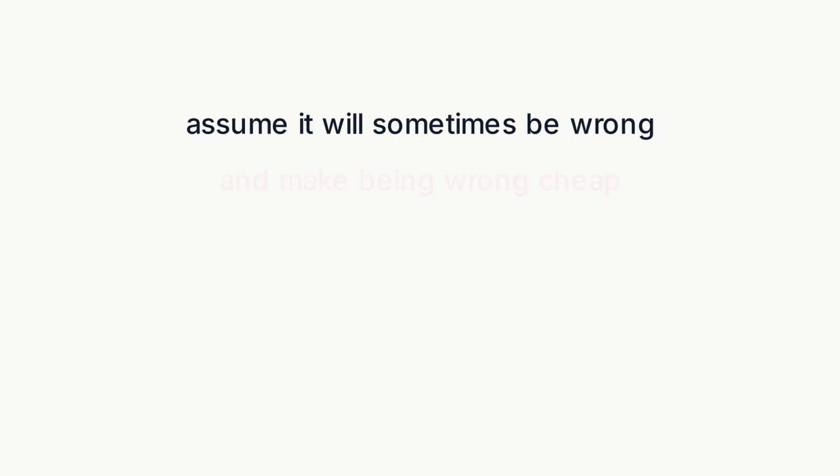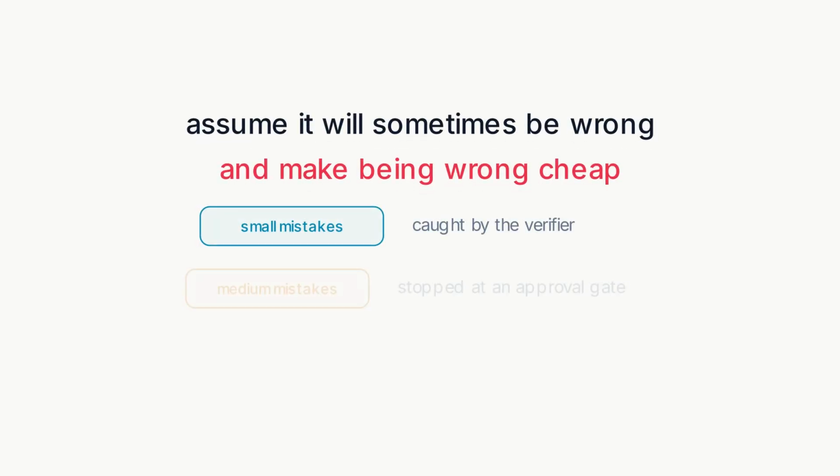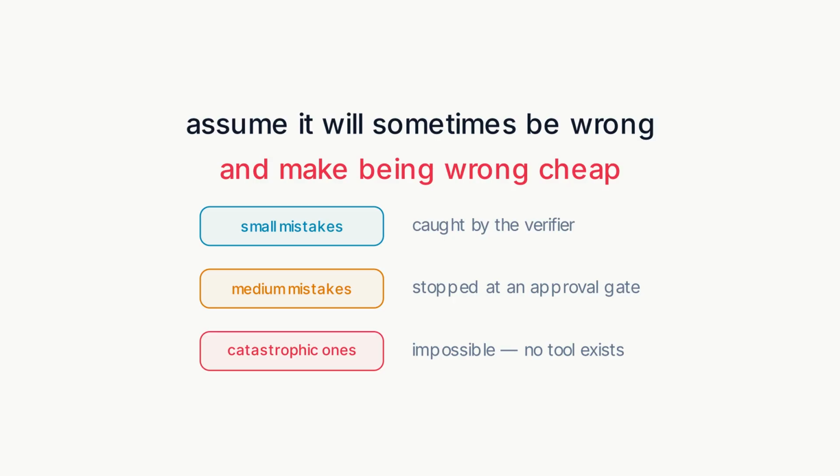Here's the mindset shift that separates good designers from optimists. Good agentic design does not assume the AI is always right. It assumes the AI will sometimes be wrong and arranges the system so that being wrong is cheap. Small mistakes get caught by the verifier. Medium ones get stopped at an approval gate, and the catastrophic ones are simply impossible because no tool for them exists. Less like trusting a genius, more like managing a brilliant, slightly overconfident new employee.